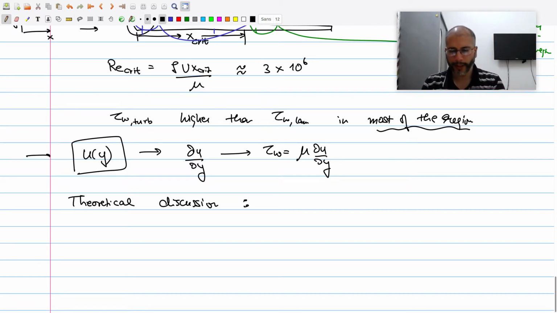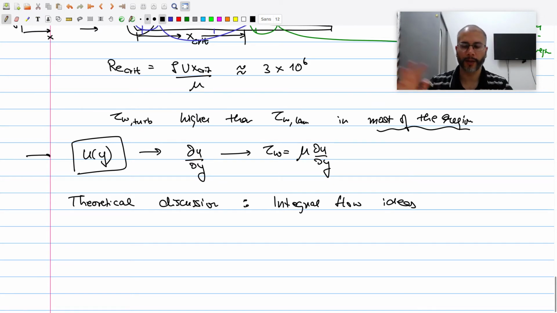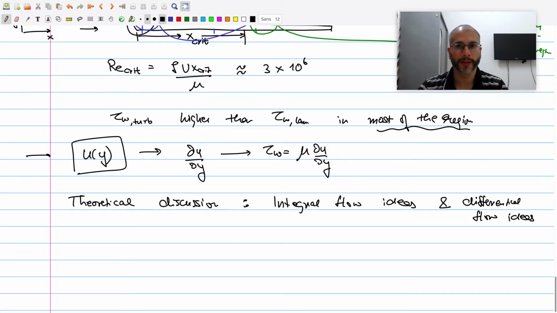Now, what we'll do is we'll use both kinds of ideas, the integral flow ideas, where we draw a control volume and try to figure out some average quantity, and we'll also use the differential flow ideas, where we solve for the flow parameters in the complete flow region. So we solve for the flow velocity or pressure in the complete flow region. We'll use both of them. So let us start with the first one, which is the integral analysis.